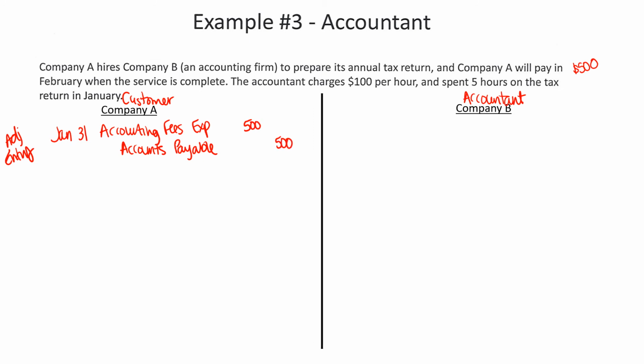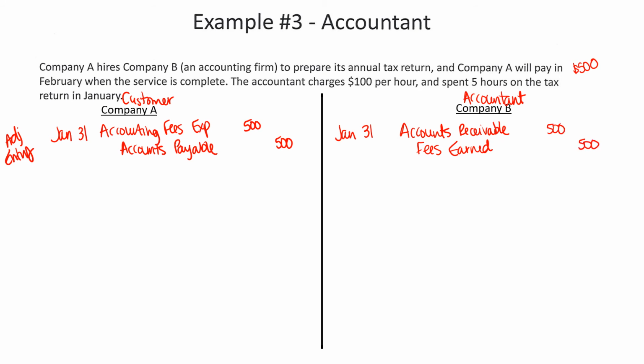Then from the accounting firm perspective on January 31st, they look at their books at the end of the month and realize that they need to accurately represent all the revenue that they earned during the month, even though they haven't received the cash yet. So they record accounts receivable instead of cash because they haven't received the cash, but they will be receiving it in the future. And since they have earned the revenue, they can credit a revenue account. So in this case, we can credit fees earned. That is the revenue account that service businesses use. And that's also for $500.